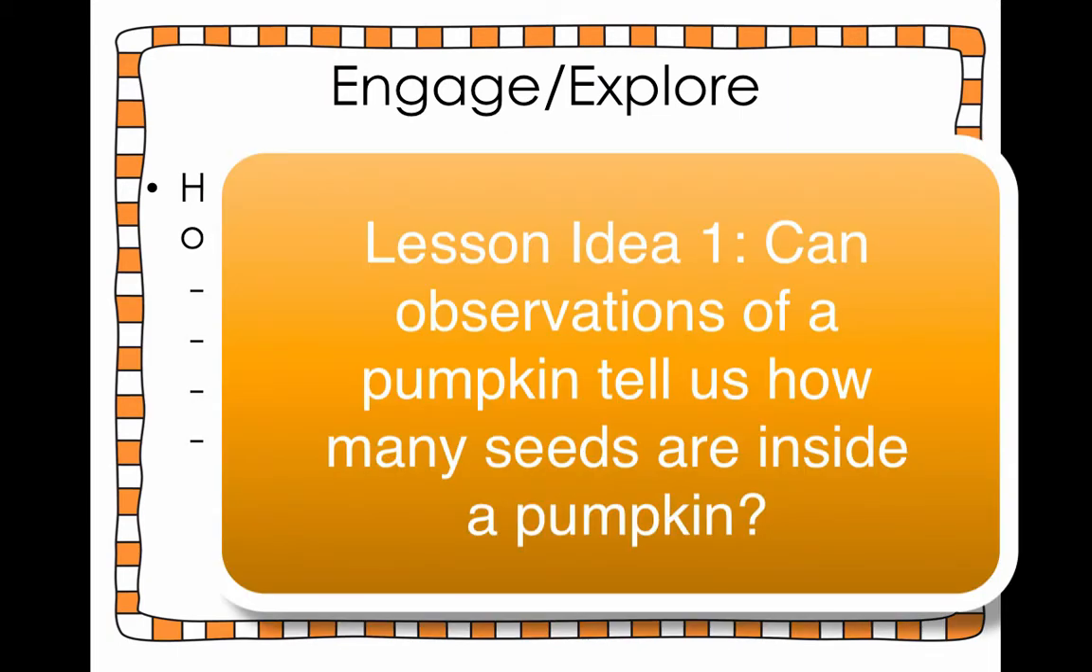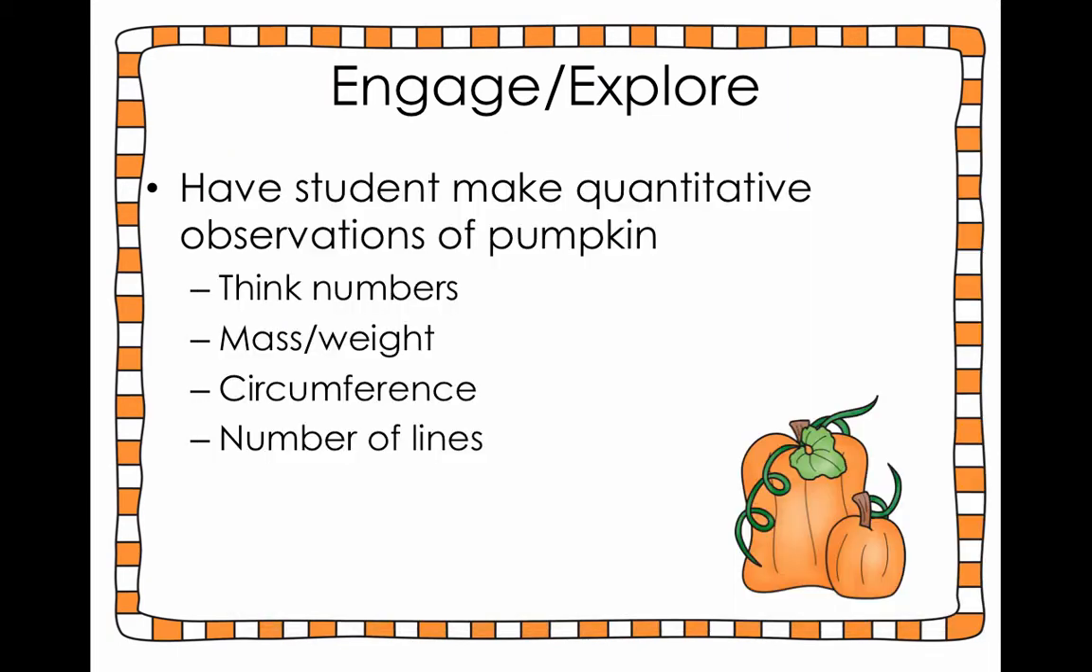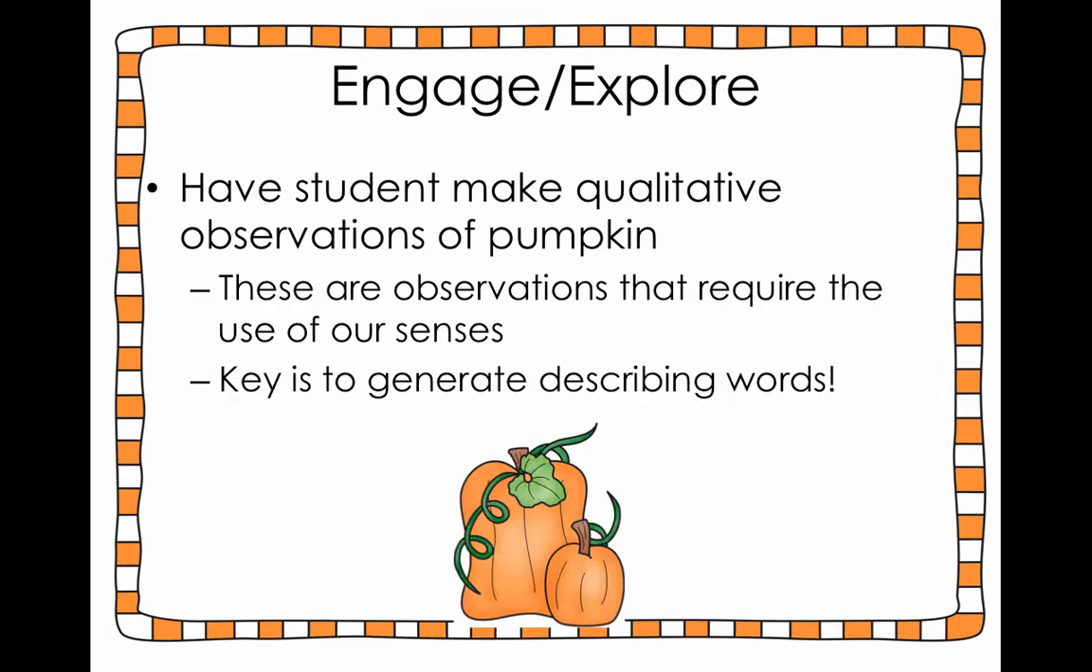Circumference, we're going to go around the pumpkin to find out what is the size of the pumpkin around. And then we want to count the number of lines. And I'll tell you specifically how you do that. But you're going to have students get some quantitative observations of their pumpkins. You're also going to want to make qualitative observations. These are the observations that we use with our senses. They are great observations to collect, but we know that quantitative are far more accurate, and scientists typically rely on quantitative observations more than they do qualitative.